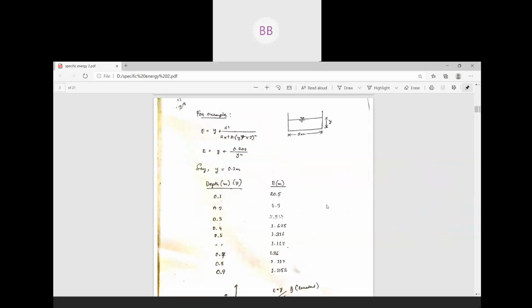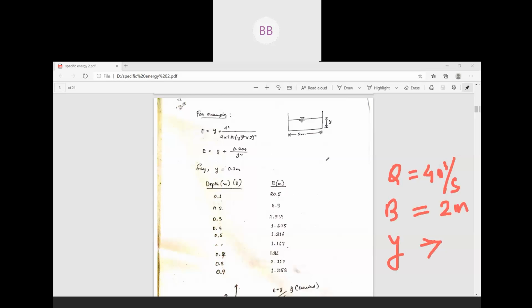For this graph, you can take one example and see how the graph comes. You can write it down. Discharge is equal to 4 meter cube per second. The width of the channel is 2 meter, and y is the depth of flow. It's a rectangular channel where the width is 2 meter and the depth of flow is not known. Discharge is given as 4 meter cube per second.